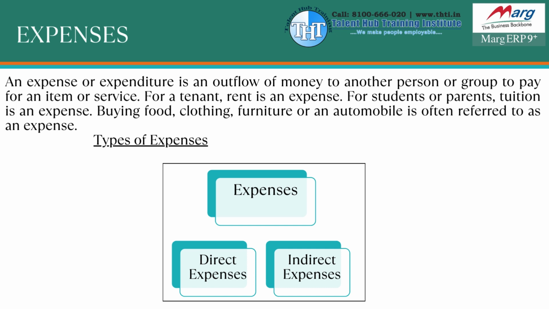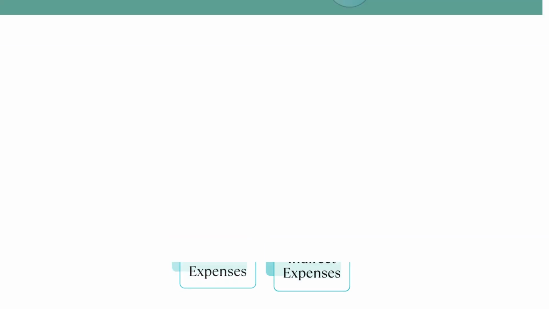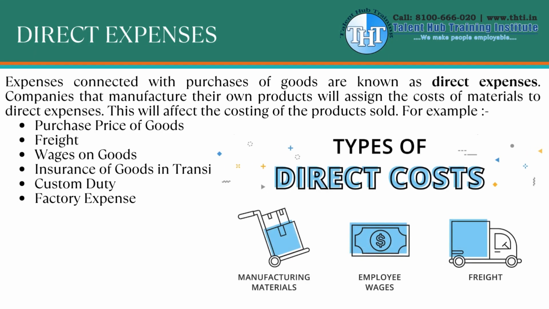Types of expenses: direct expenses and indirect expenses. Expenses connected with purchases of goods are known as direct expenses. Companies that manufacture their own products will assign the costs of materials to direct expenses. This will affect the costing of the products sold. For example, purchase price of goods, freight, wages on goods, insurance of goods in transit, custom duty, factory expense.